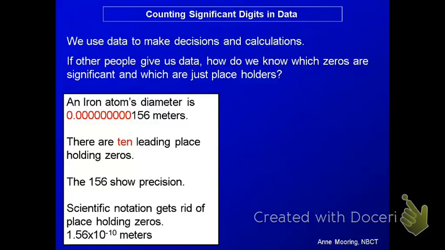Let's look at counting significant digits in data. We use data to make decisions and calculations. If other people give us data, how do we know which zeros are significant and which are just placeholders?